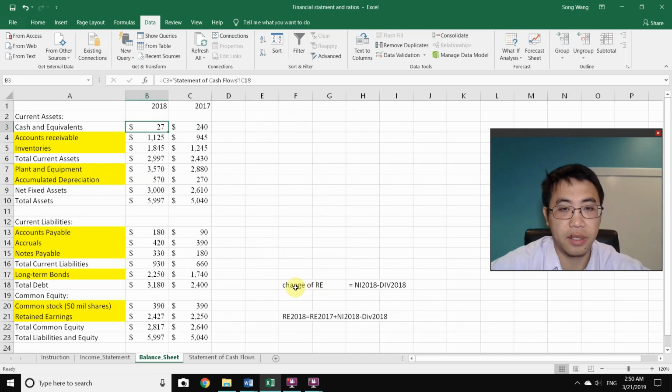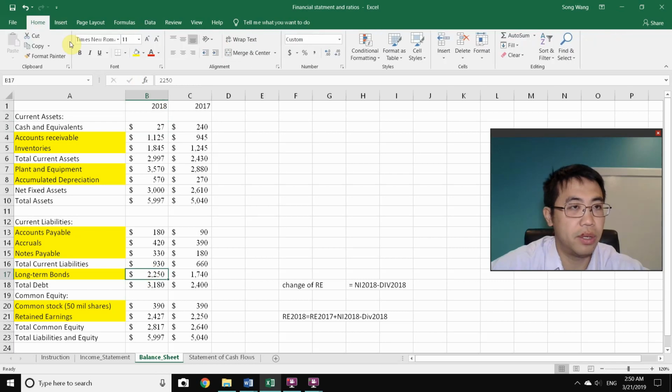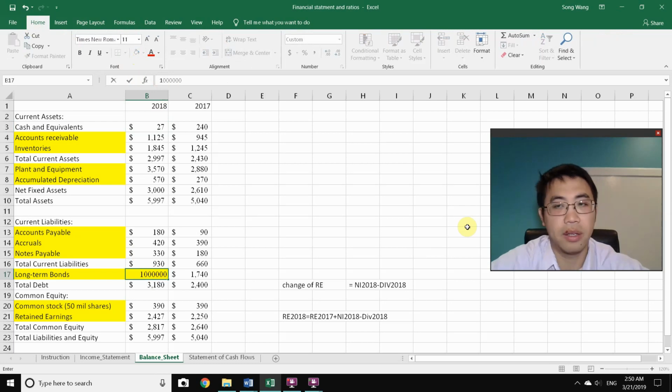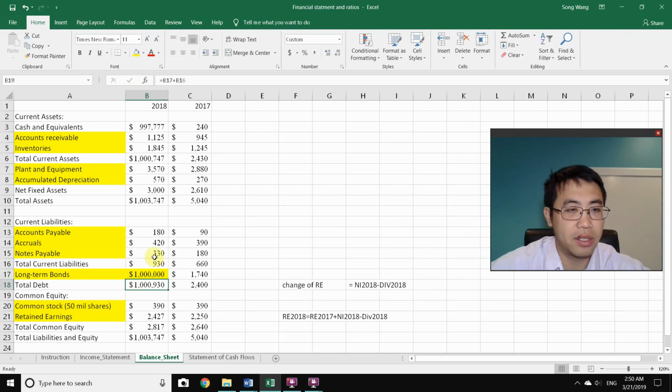So everything here clicks. What do I mean by that? Let's say if I want to increase my long-term bonds, I want you to observe this number. I want to increase it to a very crazy large number, let's say 100,000 or 1 million. Let's say 1 million. So what would happen is you see the total assets and total liabilities and equity always match each other, so this model works. If you increase long-term bonds, that also means you have a lot of cash just by borrowing more money. So that is one way to verify what I did here is correct.